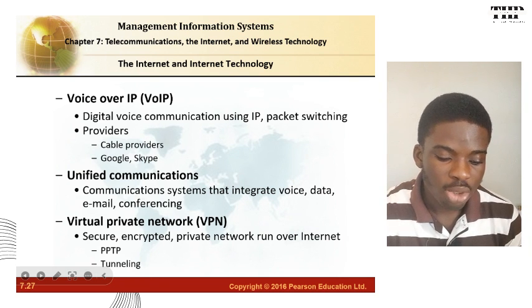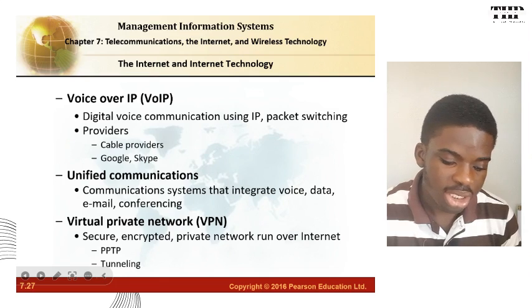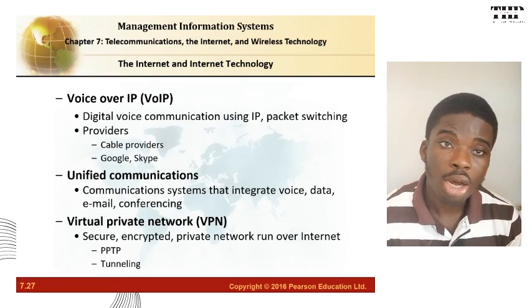Then there's the unified communications systems that integrate voice, data, email, and conferencing. Then there's the VPNs, the virtual private networks, right? We all know what the VPN is. That's a secured encrypted private network over the internet, VPN tunneling, among others.